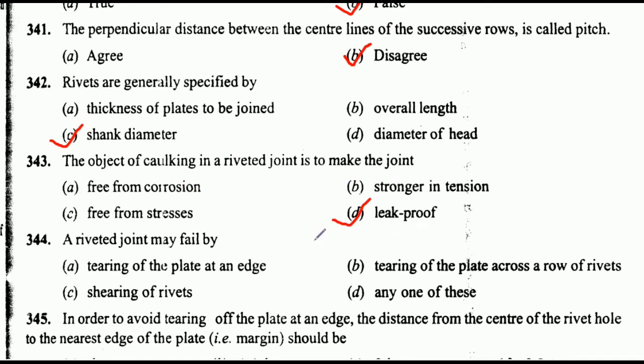Next is a riveted joint may fail by. Here friends, options are tearing of the plate at an edge, tearing of plate across a row of rivets, shearing of rivets, and option D is any one of these. So here friends, correct answer is option D, that is any one of these.